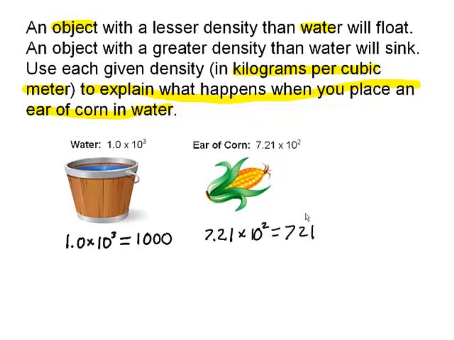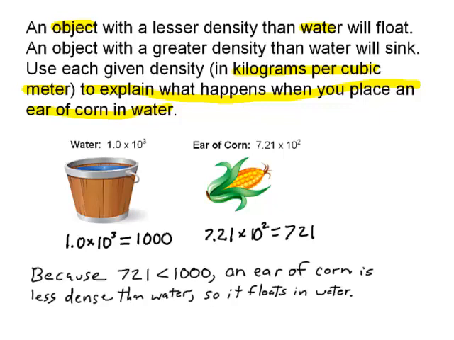Now we can compare the density of the solid object to the density of water and use the rules we're given up here to decide what the corn will do in water. And to answer the question, we can say because 721 is less than 1,000, an ear of corn is less dense than water, so it floats in water. So, if you know the density of a solid object, you can compare it to the density of water, and that'll help you decide whether or not the object would float or sink in water.